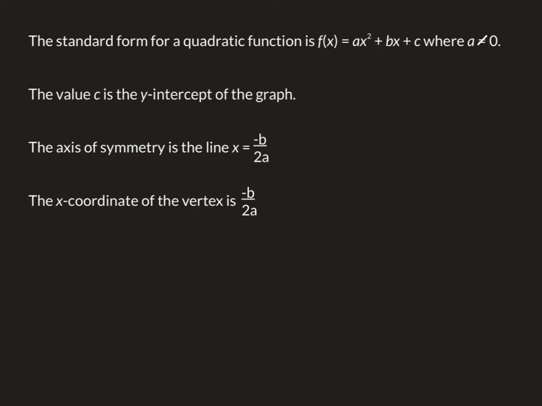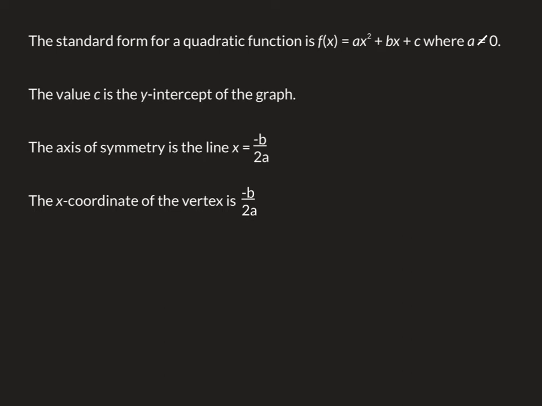We can also calculate the axis of symmetry for this. The axis of symmetry follows the pattern x equals negative b over 2a, or the opposite of b over 2a. So we figure out what our a value is, what our b value is, we do the opposite of b and divide it by 2a, x equals that number is the axis of symmetry.